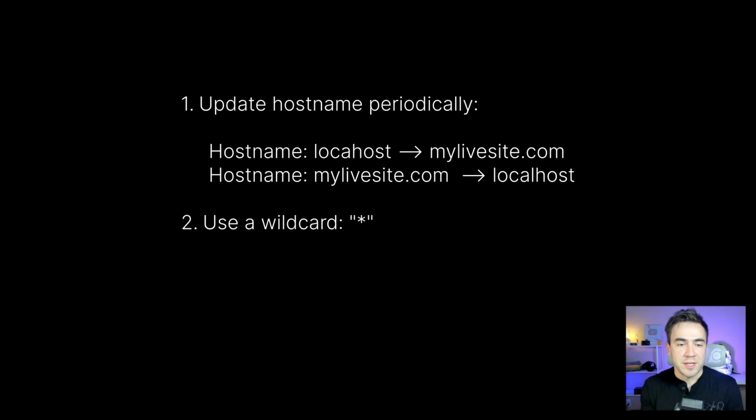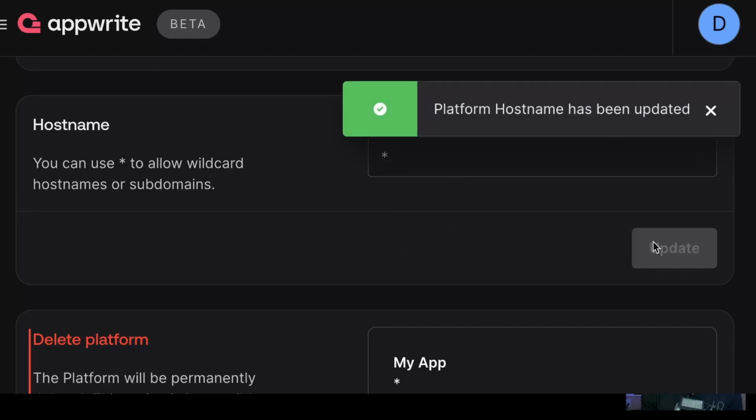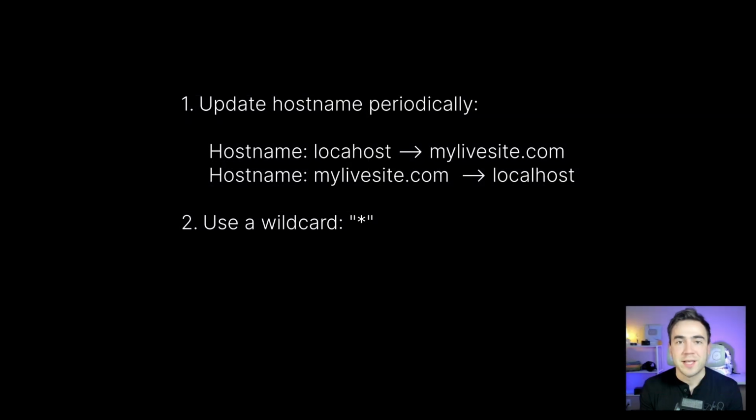The second option is to add in a wildcard. So instead of adding in a hostname, or an origin, you simply add in star, a wildcard. And this means that there is no set origin. Anybody can make requests to this backend. This is not secure, but it is an option.